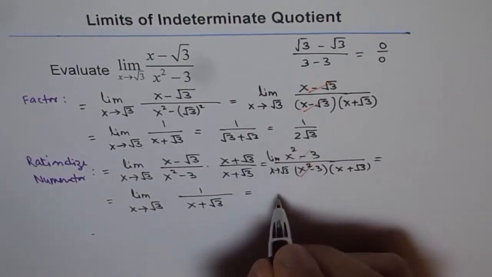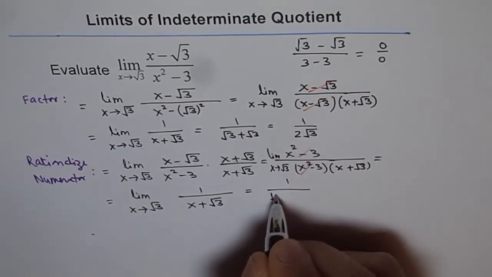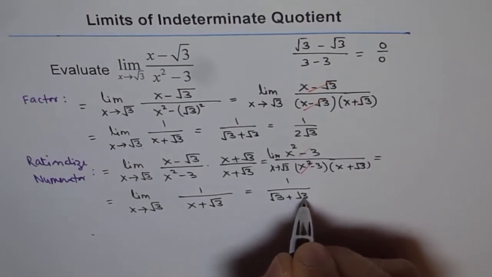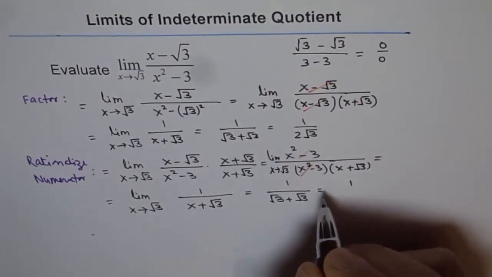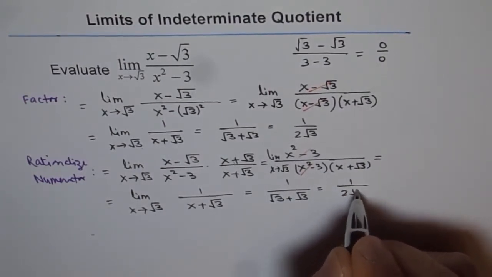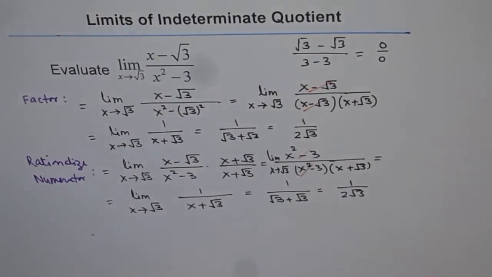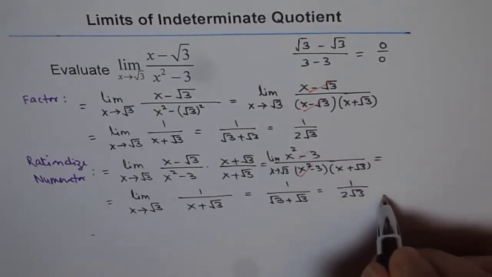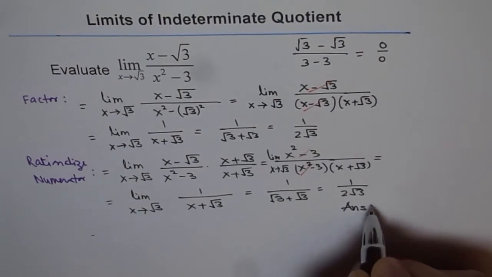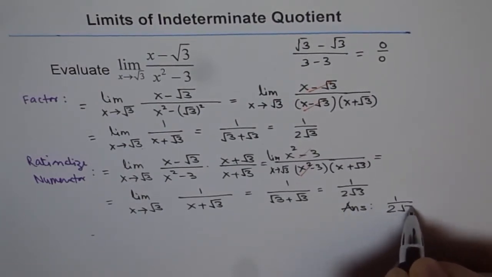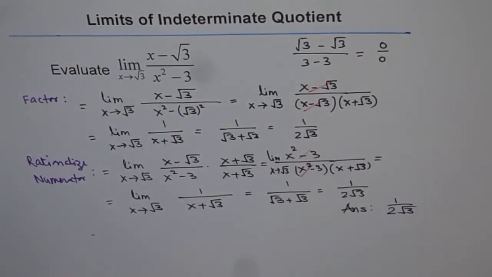Now after substituting square root 3, we get 1 over square root 3 plus square root 3, which is 1 over 2 square root 3. So that is the answer for this question, right? So the limit is 1 over 2 square root 3, right? So that is how we can do this problem. We could do it either by factoring or by rationalization.